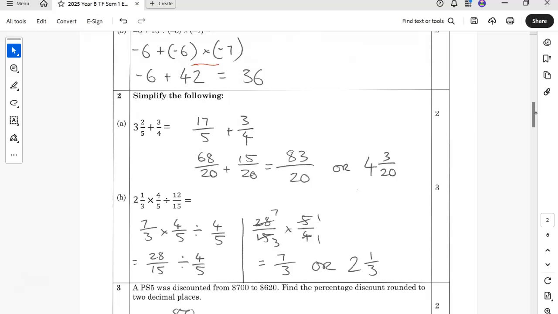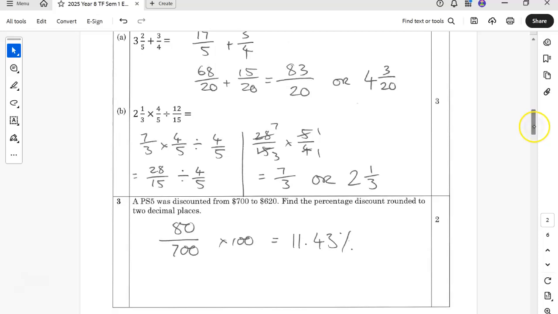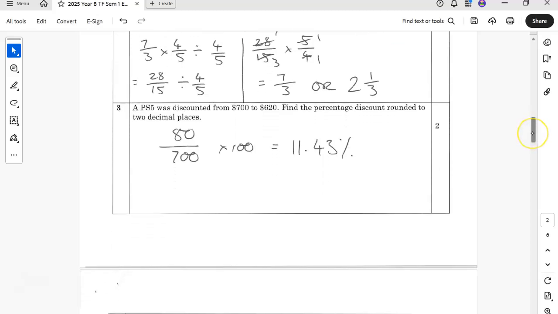Negative 6 times negative 7 is positive 42. Negative times a negative, so negative 6 plus 42 will be 36. In this one, we find the lowest common multiple, or LCD, the lowest common denominator, I should say, of 5 and 4. It's going to be 20, so we add them, we get 83 on 20, and that's 4 and 3/20. Should always convert it to a mixed number.